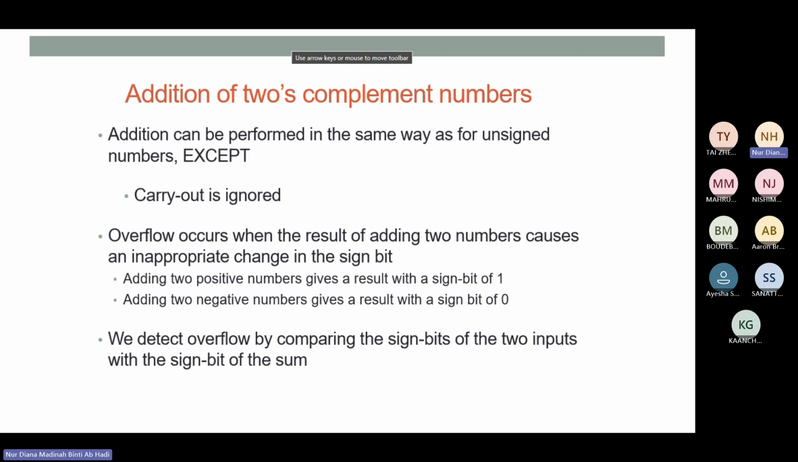Addition of two's complement numbers. Addition can be performed in the same way as for unsigned numbers, except that your carry out is ignored. Overflow will occur when the result of adding two numbers causes an inappropriate change in the sign bit. You add two positive numbers and get a result with a sign bit of 1, or you add two negative numbers and get a result with a sign bit of 0. We detect an overflow by comparing the sign bits of the two inputs with the sign bit of the sum.